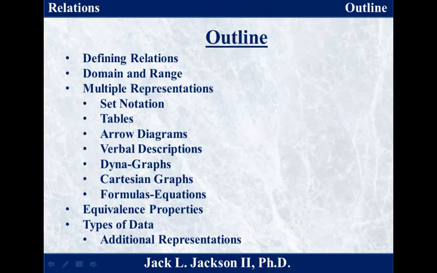The basic outline of what we're going to be going over here is we're going to start by defining what a relation is. We're going to talk about the domain and range of a relation. And then we're going to represent relations in many, many different ways, including set notation, tables, arrow diagrams, verbal descriptions, dynagraphs, Cartesian graphs, formulas, equations, and maybe some other ways as well. Then we're going to talk about some equivalence properties, and then we're going to talk about different types of data, and then a few additional representations of some types of relations.